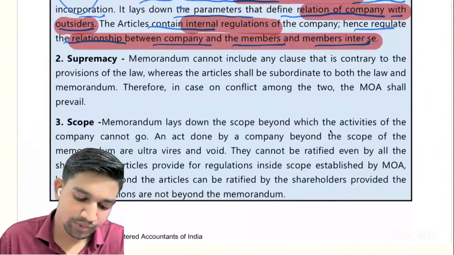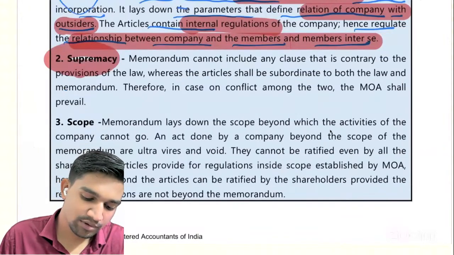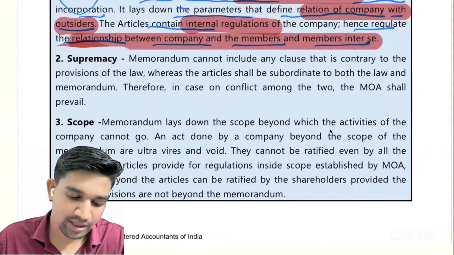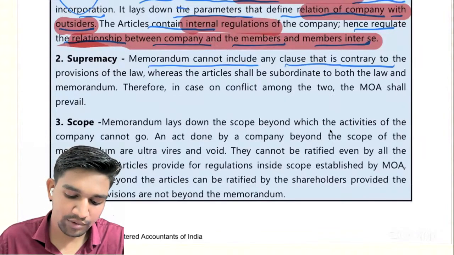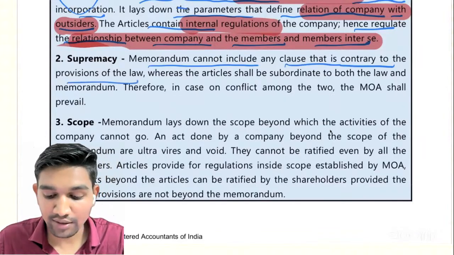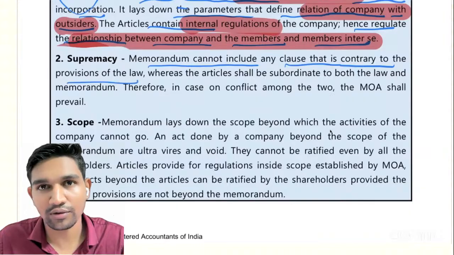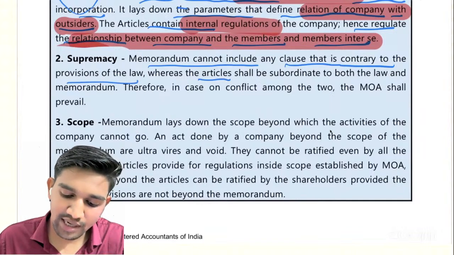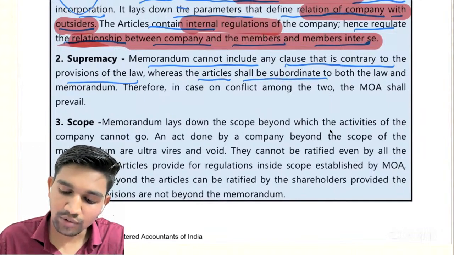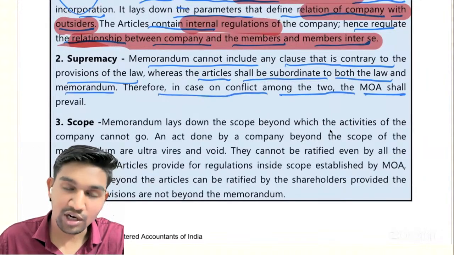Okay, now supremacy. If we talk about supremacy, the Act is superior, then MOA, and then AOA. The memorandum cannot include any clause that is contrary to the provisions of the law. So the Act is supreme over here, whereas the articles shall be subordinate to both the law and the memorandum. Therefore, in case of conflict between the two, MOA shall prevail.